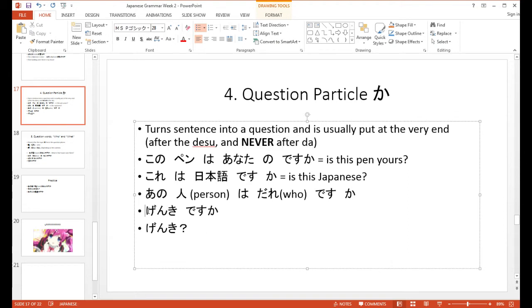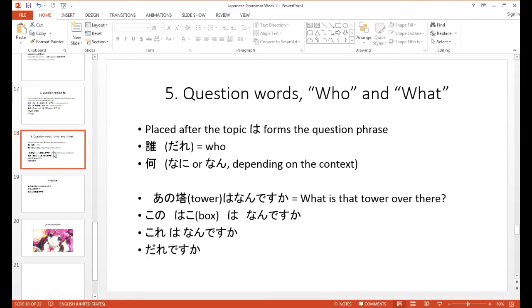So see here, I said genki desu ka, but when you turn it into a casual thing, you don't use the particle at all. You just use genki. You speak it with a certain accent or intonation, genki, as opposed to genki desu ka. Alright, so that's particle ka. It's just a question mark. Question words: who and what.